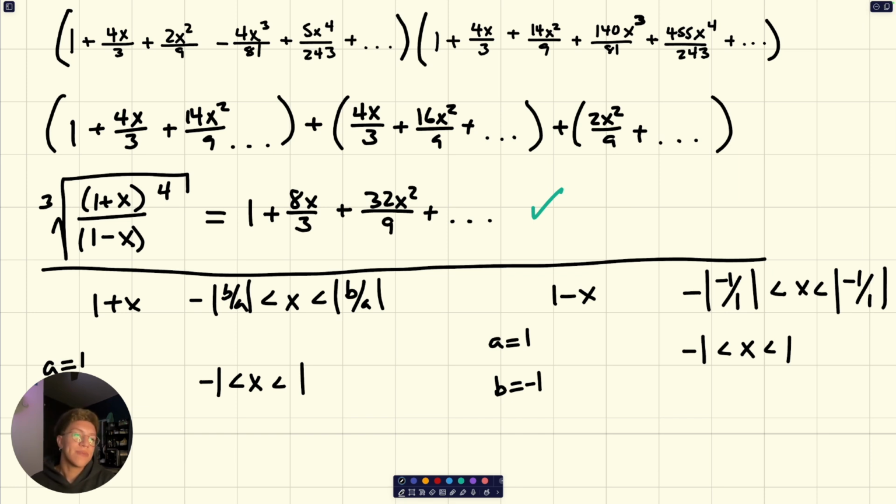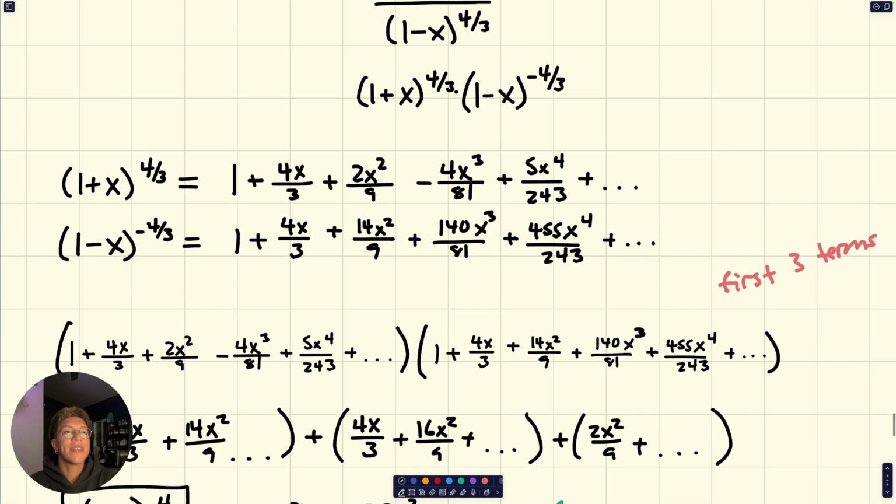If there was a case where one of the intervals of convergence was smaller, the smaller interval of convergence would dictate what the interval of convergence is for the entire expression. And so with that, we have our IOC, and we're finished.